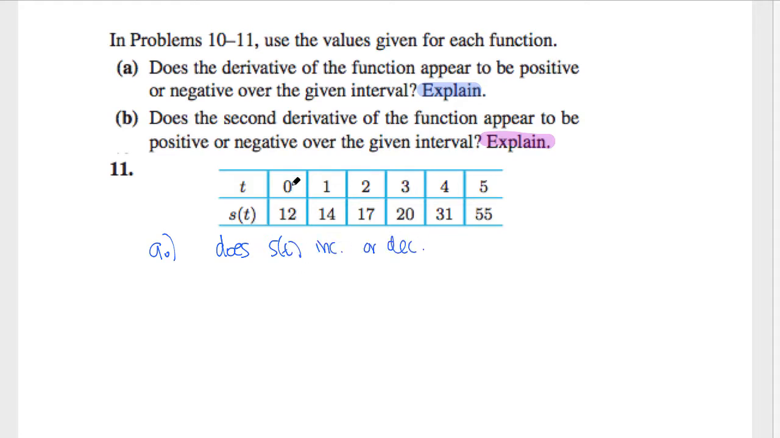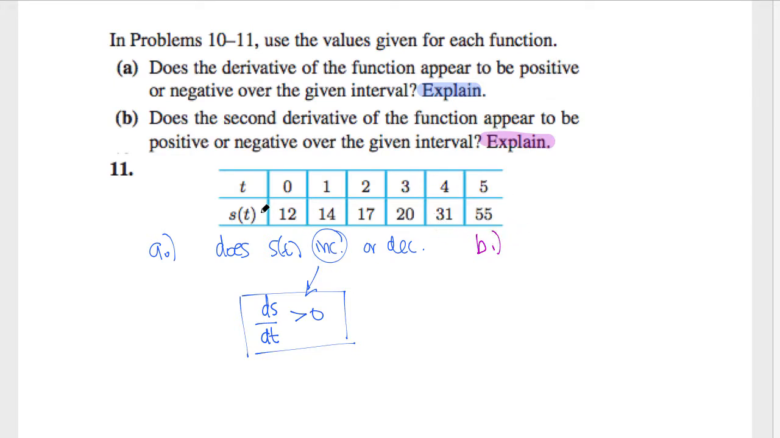So if I look at this, as time goes on, my s of t gets larger and larger. So s of t increases. Therefore, my first derivative, so actually I'm going to write in Leibniz notation, ds dt is positive. I'm increasing over this entire interval. Now for part B, we want to know, does the second derivative appear to be positive or negative?